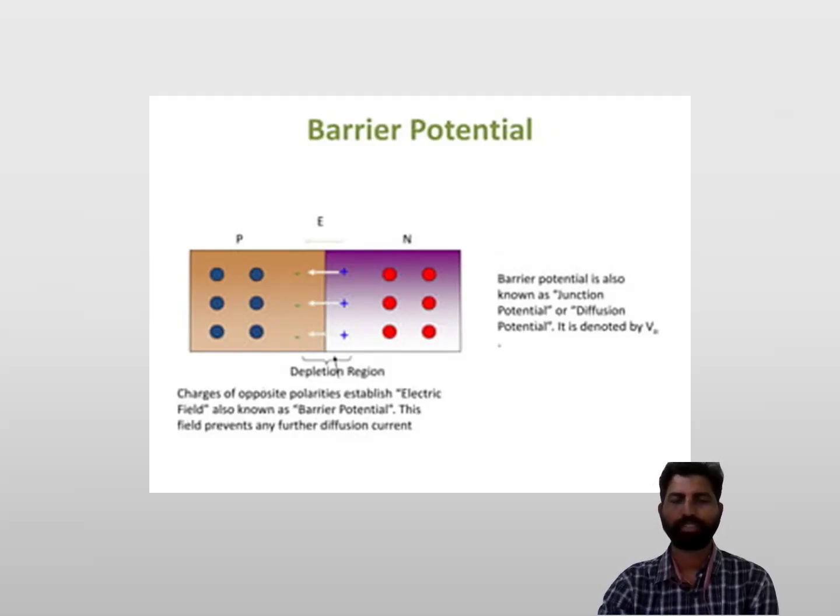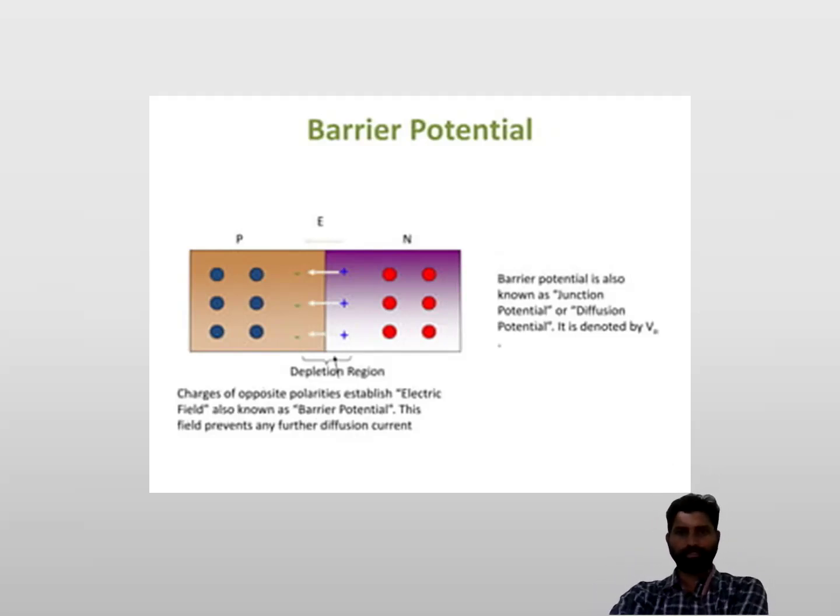As we can see, this depletion region consists of positive and negative ions. These positive and negative ions establish an electric field in the depletion region. This electric field is nothing but the barrier potential. So the barrier potential is also called the junction potential or diffusion potential. Okay, so what is the barrier potential?